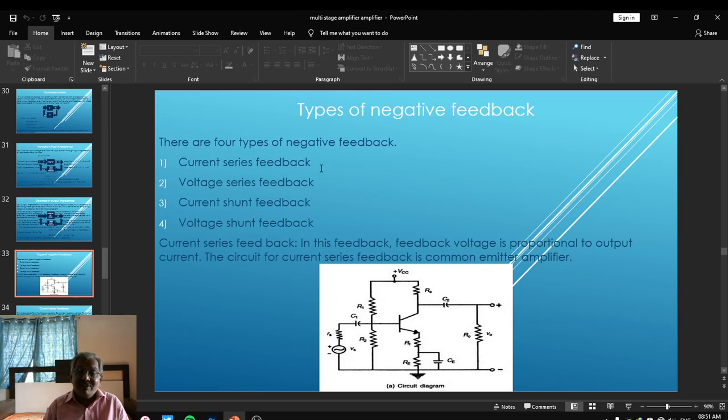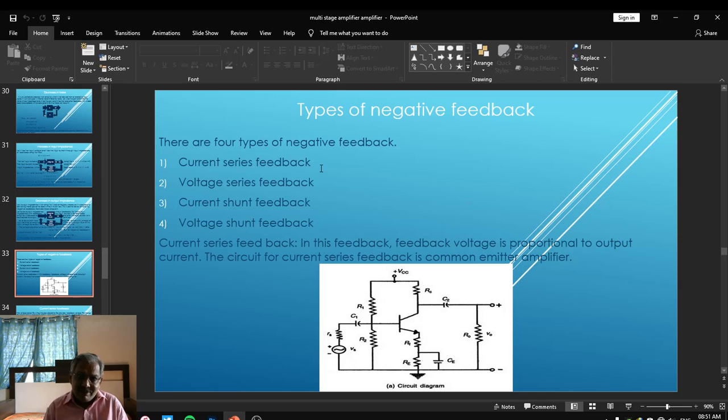Second one is voltage series feedback. It is a type of feedback in which the output voltage fed back to the input is in series with the input voltage, or in phase with the input voltage.